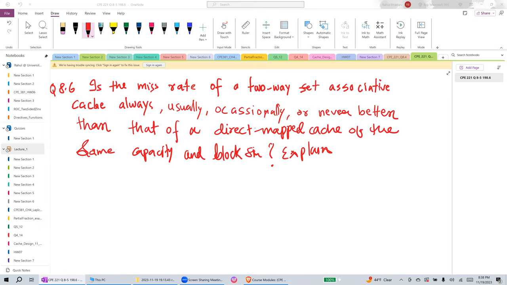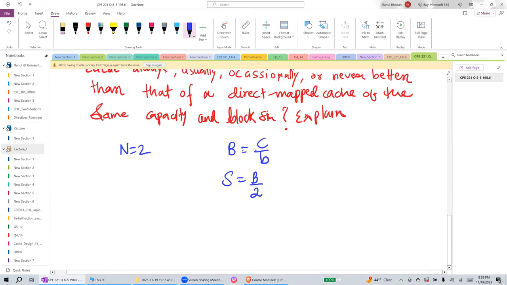And an N-way set associative cache is similar to the fully associative cache, except that you can have more than one set. In this case, you will have N equal to 2, not B. So you have C by B blocks, and the sets in this case will be B by 2. Usually associative caches have better miss rates than a direct mapped cache of the same capacity and block size, because they have fewer conflict misses. However, as we saw in questions 8.3 and 8.4, the direct mapped cache actually performed better in some cases.